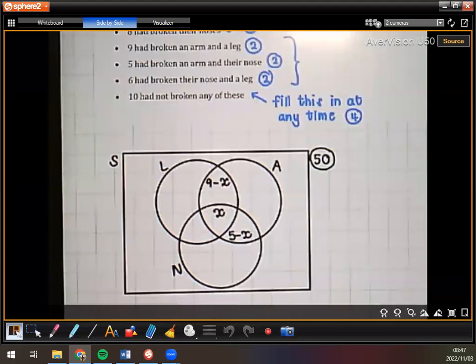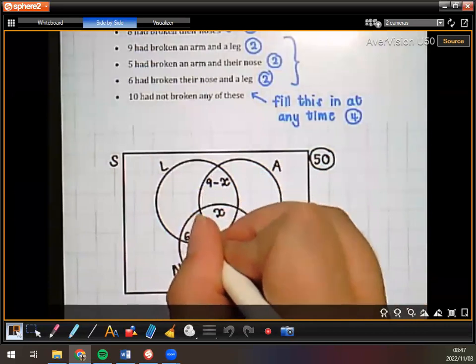Okay, last one for the and section. 6 had broken their nose and the leg. Okay, so just check nose and leg. That section there where those 2 overlap. Those 2 values must add up to 6. So that is x, so this is going to have to be 6 minus x.